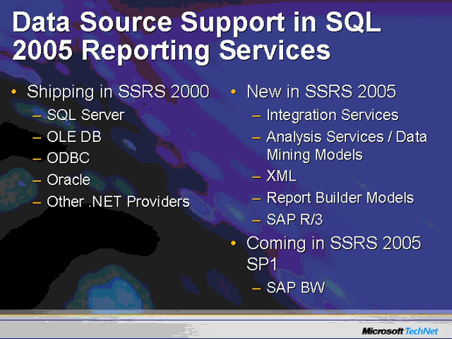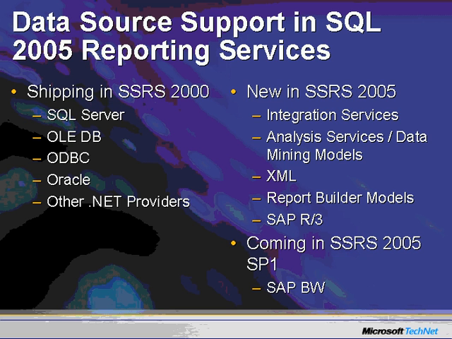First thing I want to give you is an overview of the different data sources that are now supported in 2005 Reporting Services. In the first version of the product, we shipped support for SQL Server, OLE DB, ODBC, Oracle, and an extensibility model that allowed you to add other .NET providers. In 2005, we've added support for SQL Server Integration Services, SQL Server Analysis Services, including data mining models, XML sources, Report Builder models, and SAP R/3.